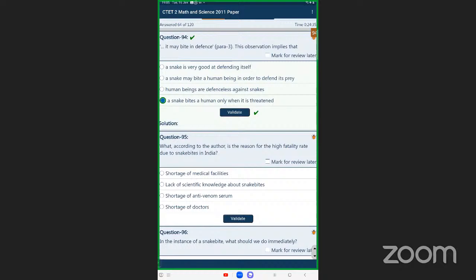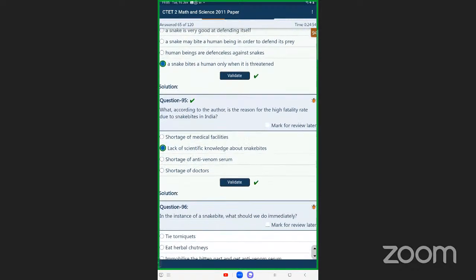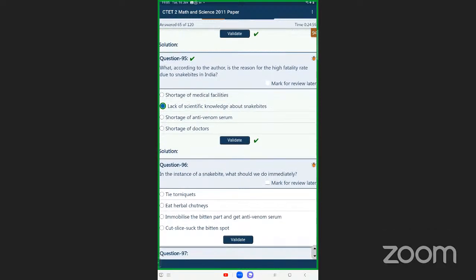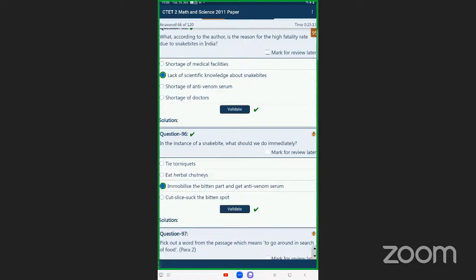What, according to the author, is the reason for the high fatality rate due to snake bite in India? Okay, what is the reason? So, lack of scientific knowledge about snake bite. This is the lack of scientific knowledge about snake bite, student. Now, in the instance of a snake bite, what should we do immediately, student? So, immobilize the bitten part and get anti-venom serum.